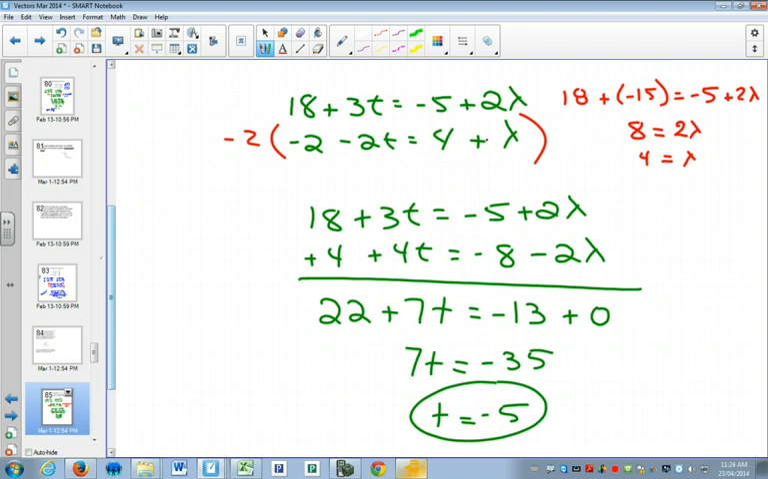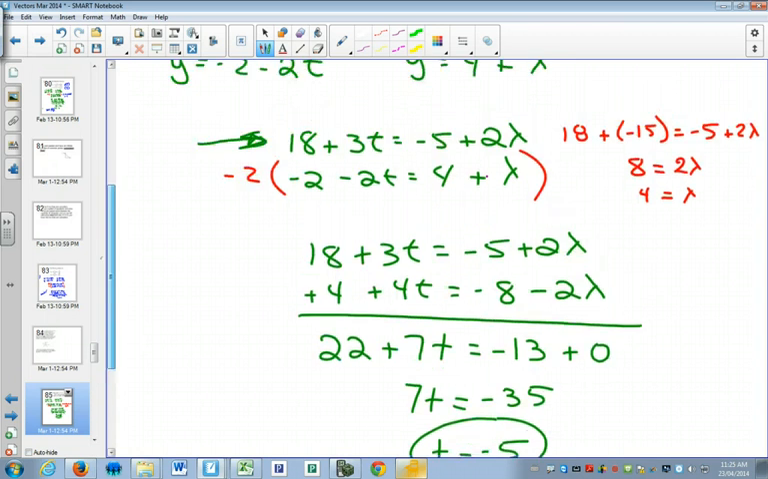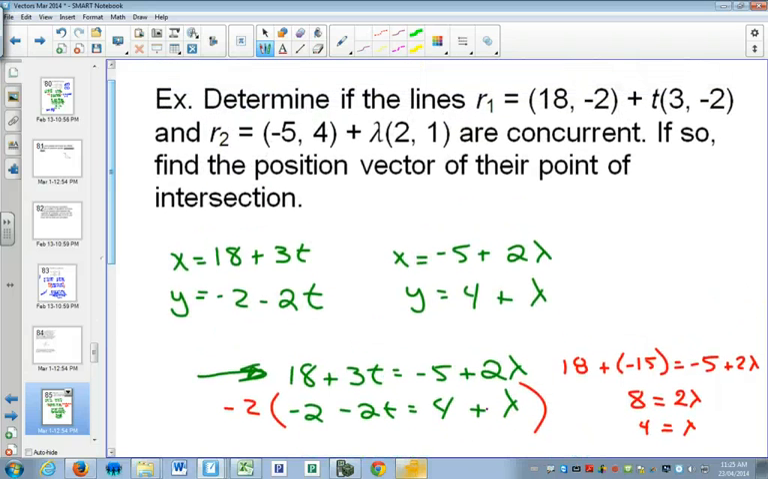What I did here for this part is once I figured out t was -5, I plugged back into this equation. You just kept writing down the -5 times 3. That's right. -5 times 3 gives me -15. So now I know what both t and lambda are. And if you can solve for t and lambda, barring any mistakes, you will have found out, yes, they are concurrent. And we need to find the position vector of their point of intersection.